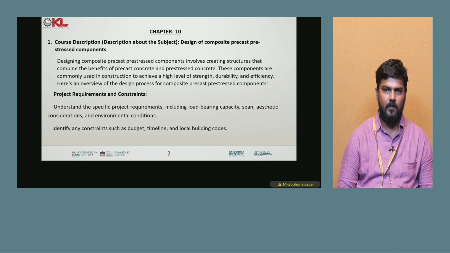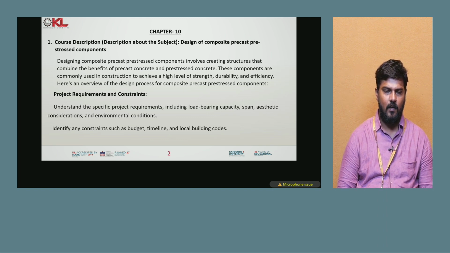So today our topic is about design of composite precast pre-stressed components. Designing composite precast pre-stressed components involves creating structures that combine the benefits of precast concrete and pre-stressed concrete. These components are commonly used in construction to achieve a high level of strength, durability and efficiency.